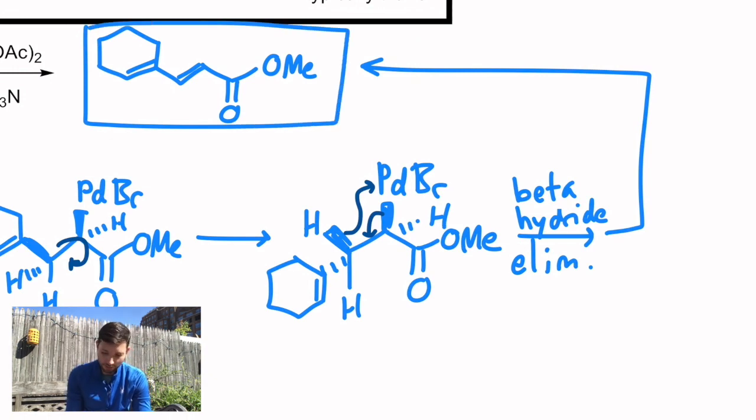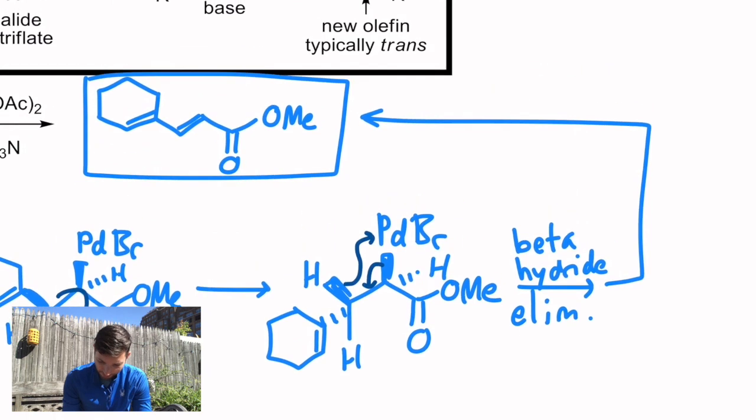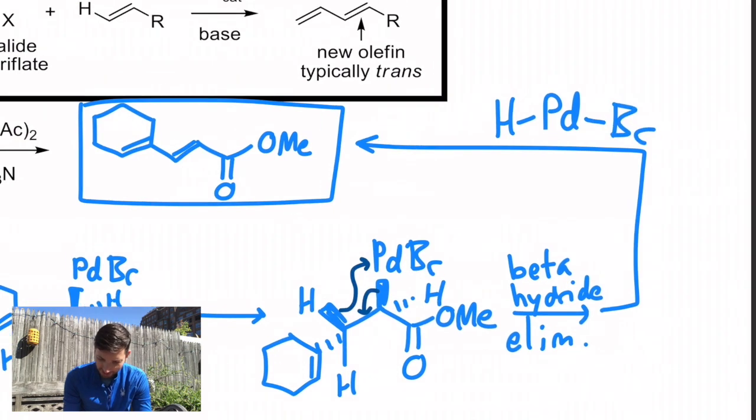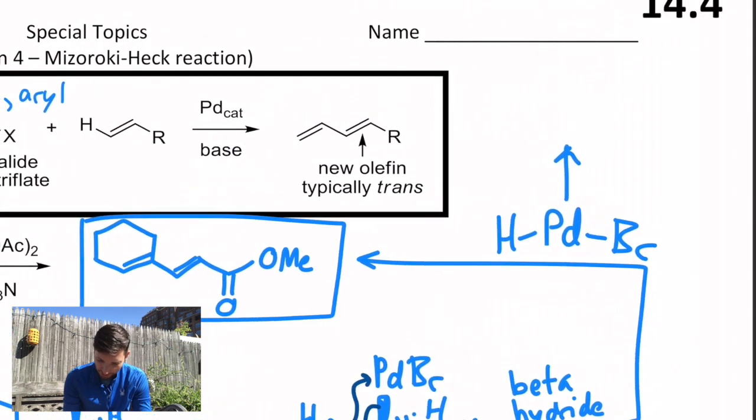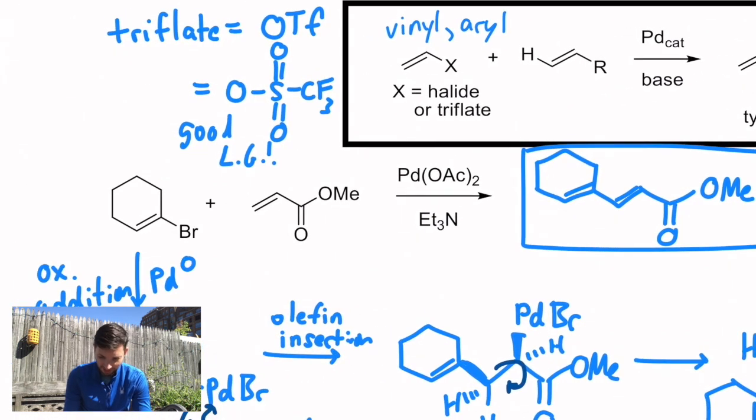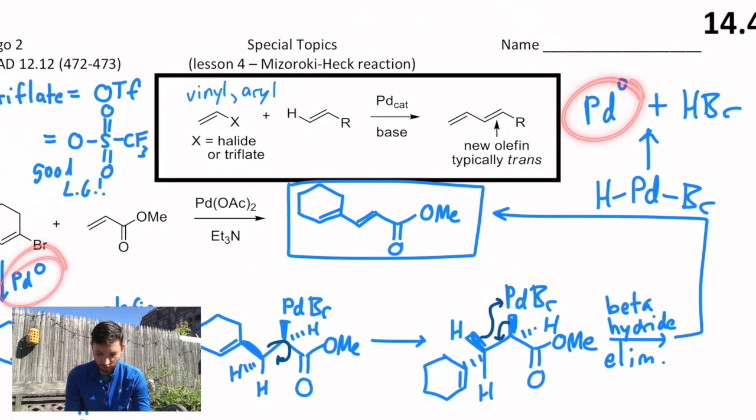You actually form a palladium with an HBr attached, and that palladium spits out HBr and regenerates palladium-0, which is actually what we started with in the very beginning. We have palladium-0. This palladium acetate species becomes palladium-0. I'm not going to go into that detail, but it's true. So you are catalytic in a palladium-0 source.